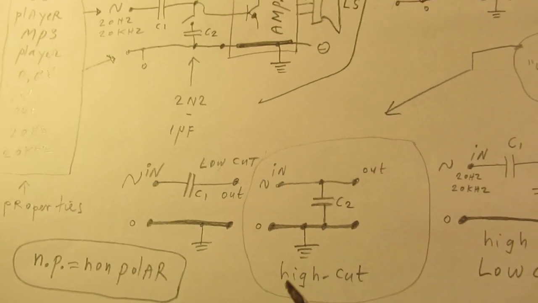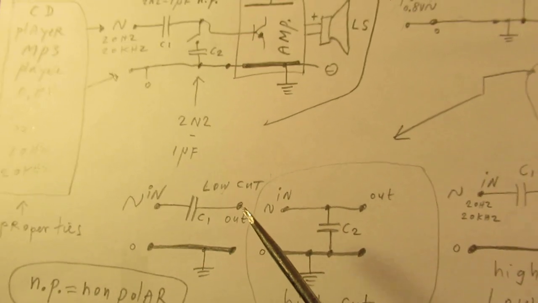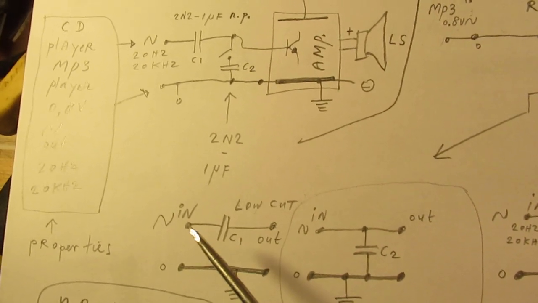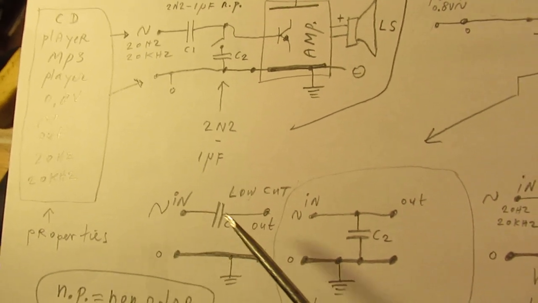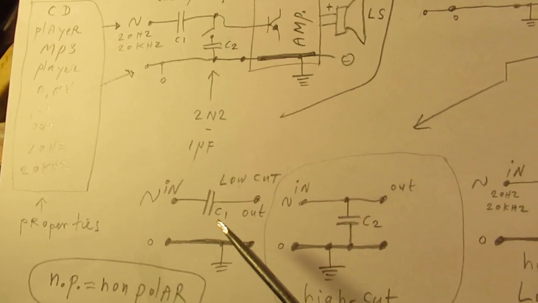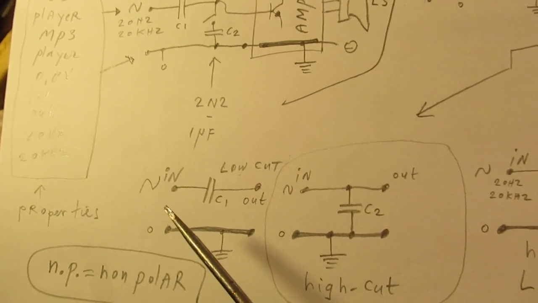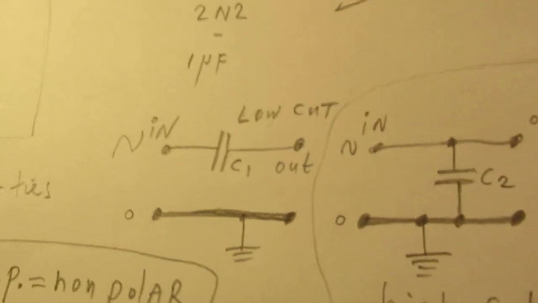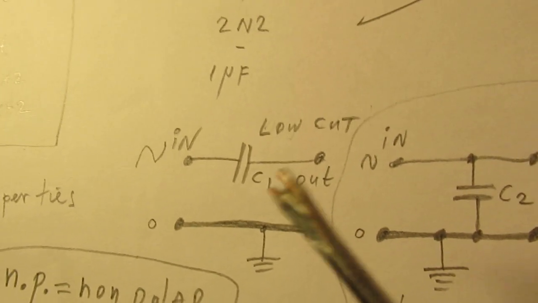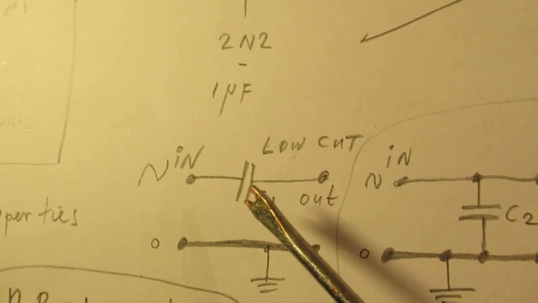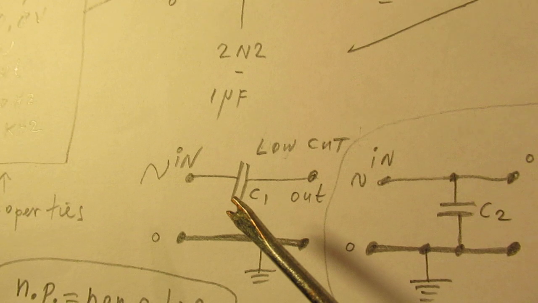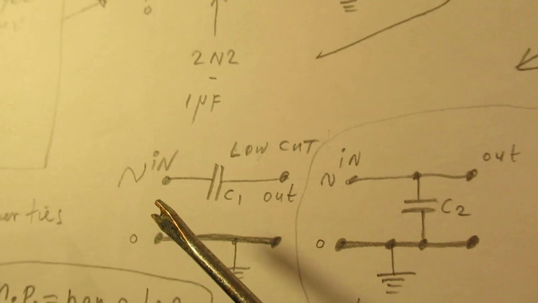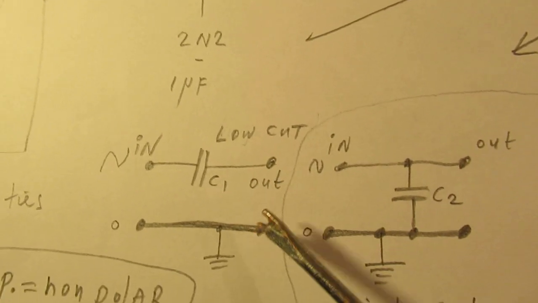We have here, for instance, a low-cut filter. The capacitor here is responsible for transporting certain parts of the audio band, say between 20 Hz and 20 kHz, to the output. So this is a low-cut filter. When you use here, for instance, a 4N7 capacitor, all the high frequencies will be present here, but all the low frequencies are not available at the output.